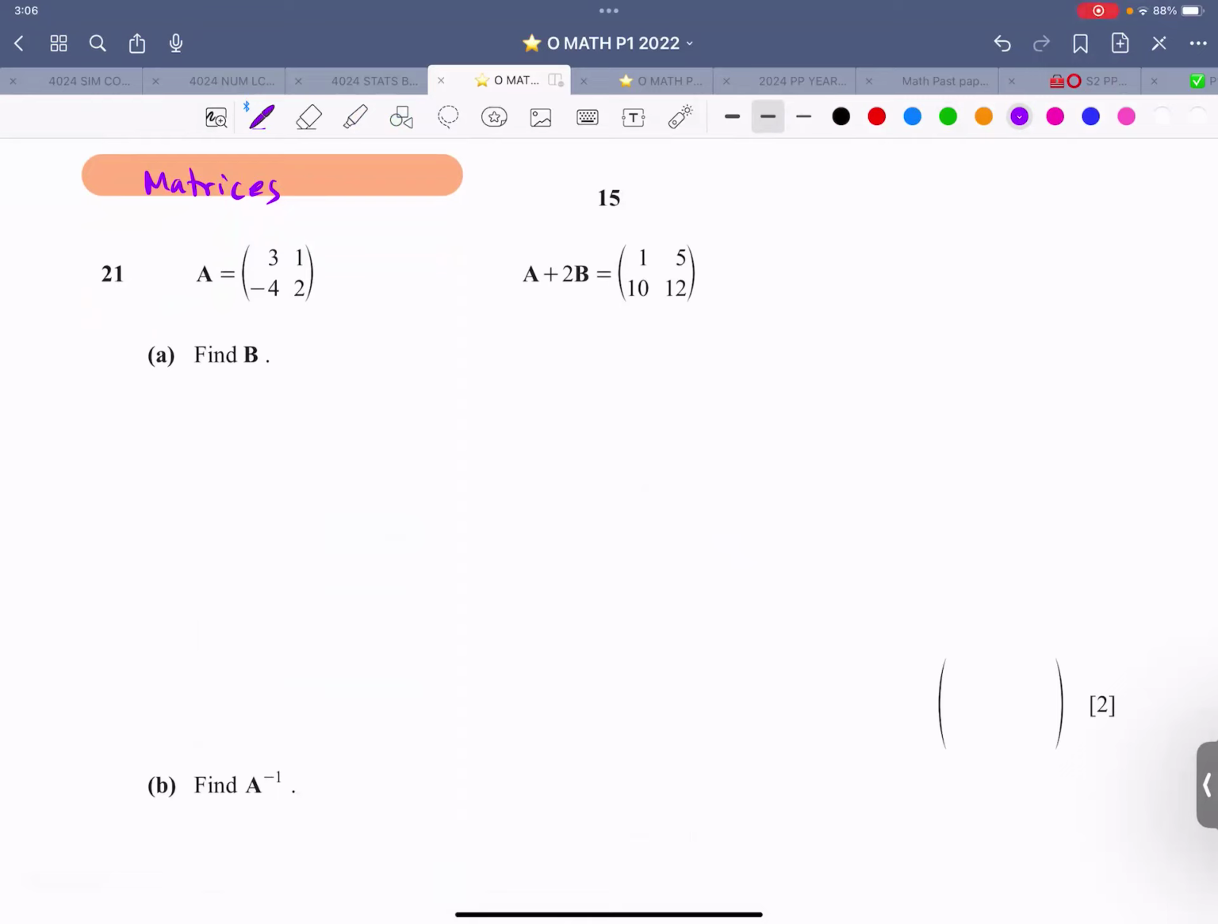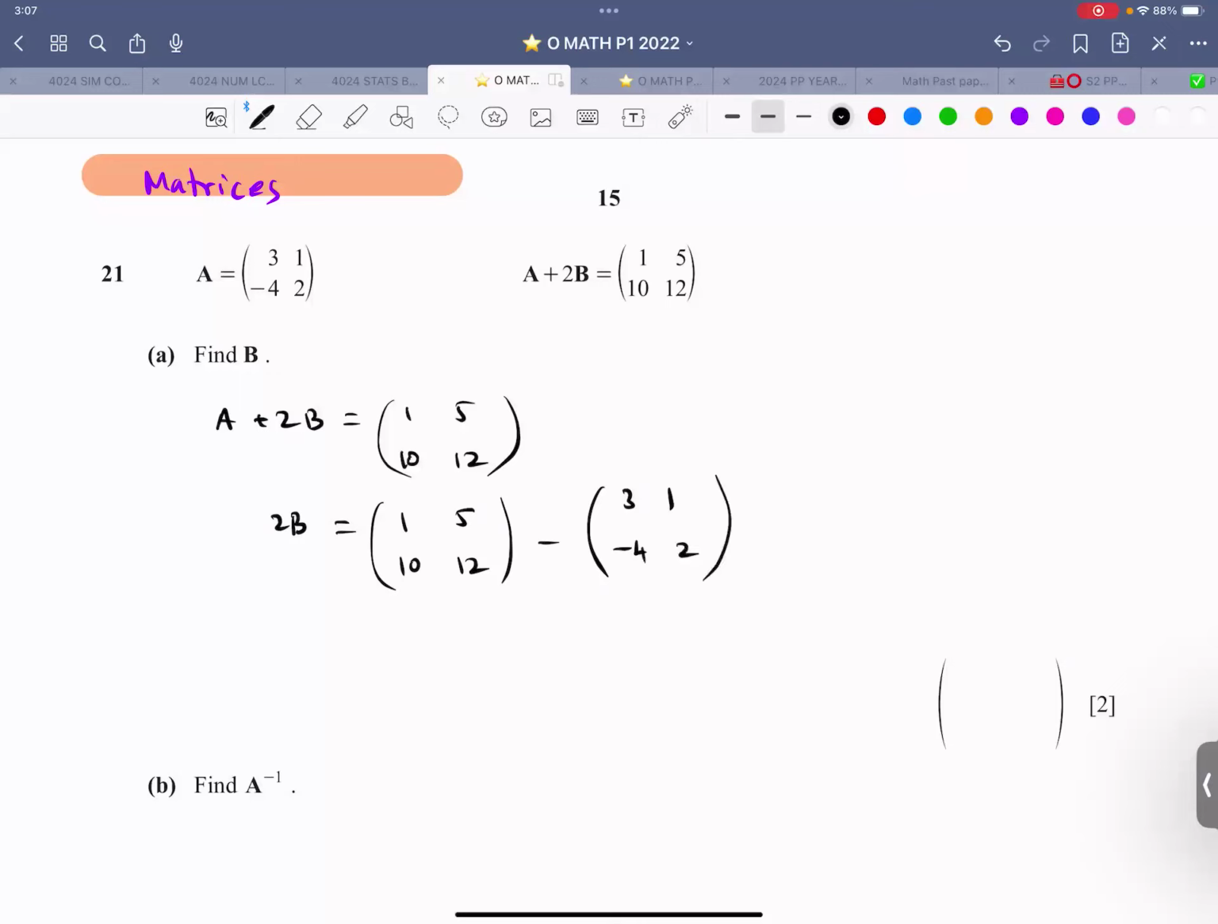So first of all, A plus 2B is given. B is not given, A plus 2B is given. So A plus 2B is 1, 5, 10, 12. In other words, 2B is 1, 5, 10, 12 minus A. What is A? 3, 1, minus 4, and 2.